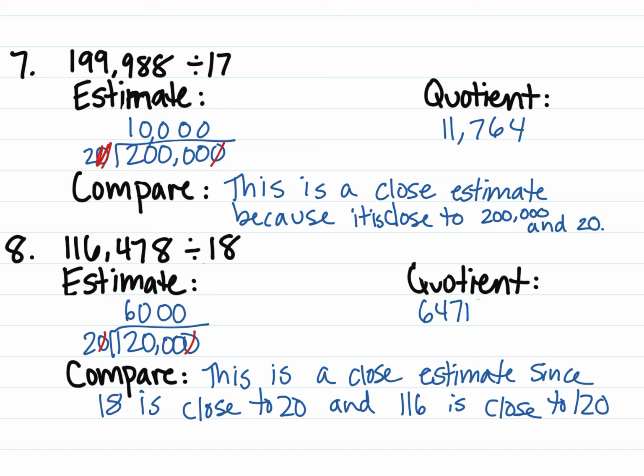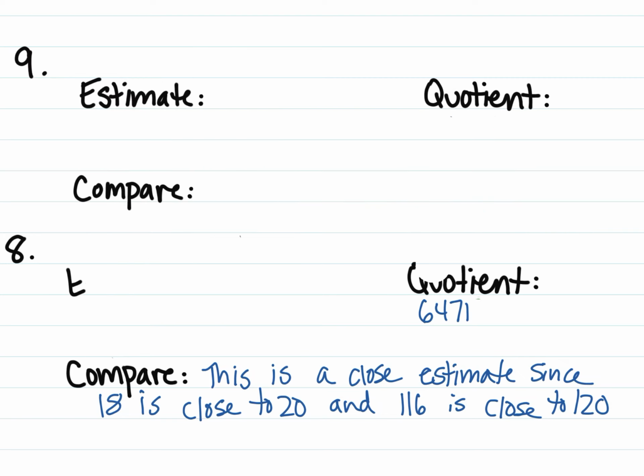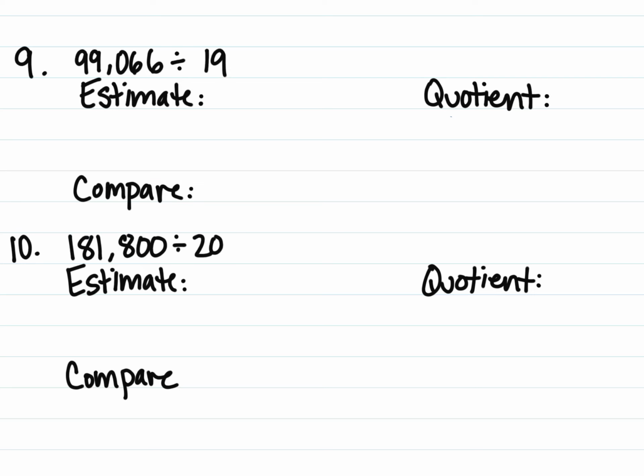And 116,000 is close to 120,000. So since these are both close to their multiples of 10, our quotient and our estimate come out close to each other. Now you're going to finish 9 and 10.